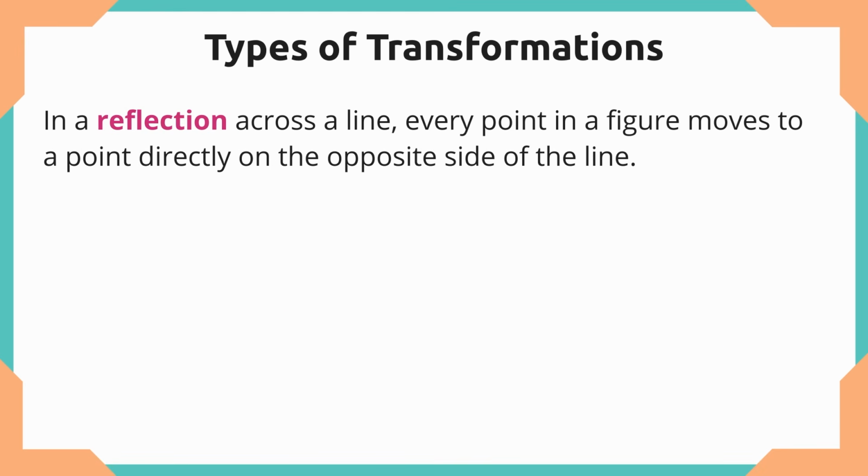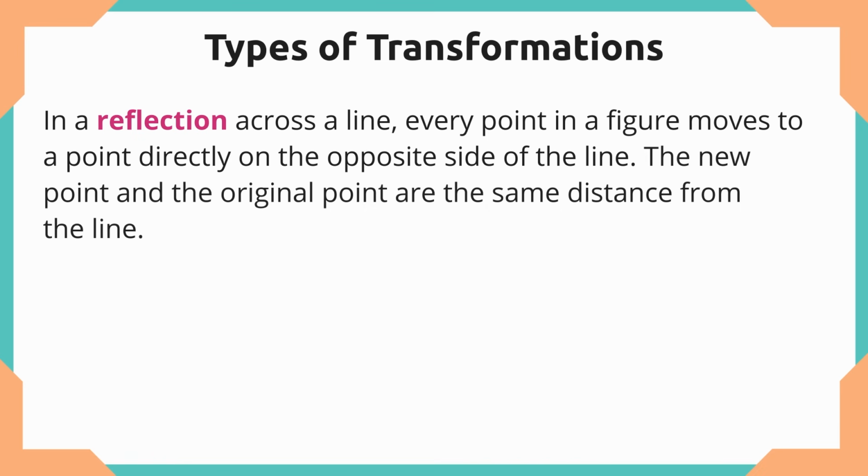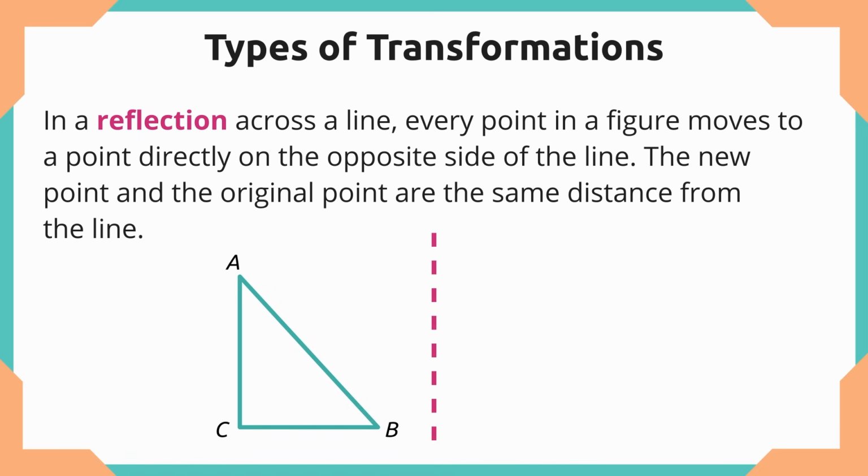Next, in a reflection across a line, every point in a figure moves to a point directly on the opposite side of the line. The new point and the original point are the same distance from the line. Let's visualize this. Here we have a triangle that will reflect over this line. You can think of it as flipping the triangle over the line, or finding the mirror image.